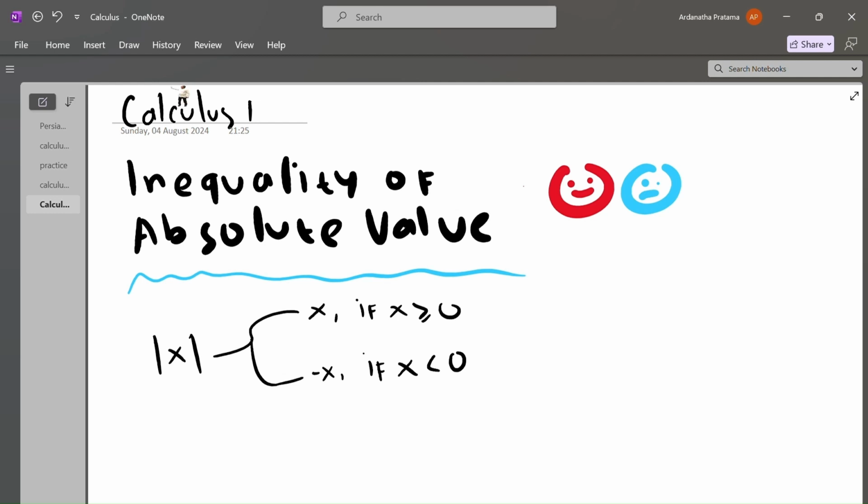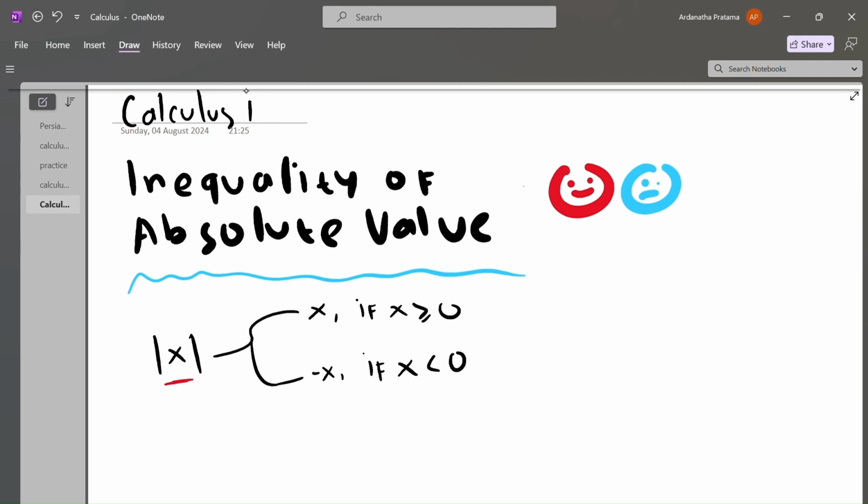Alright friends, so today we are going to discuss this topic. We have inequality of absolute value. This is the continuation from the previous video. From the previous video, we already know that the absolute value of x has two different values.